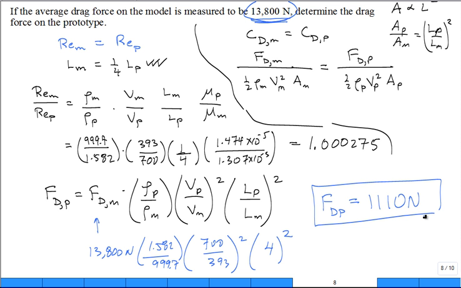All right, that makes sense? A lot of work, isn't it? A lot of steps in there.